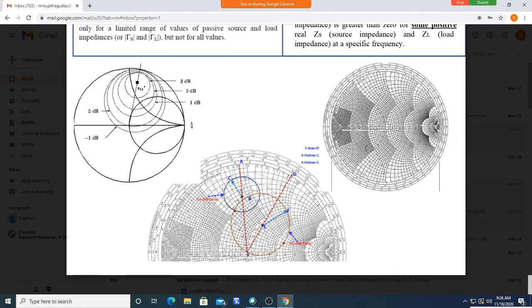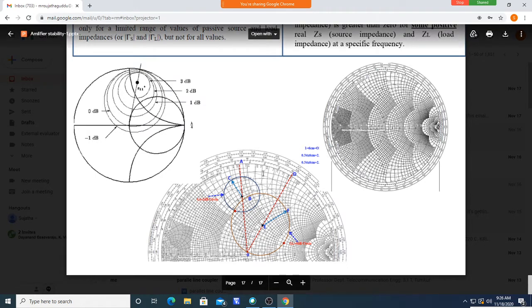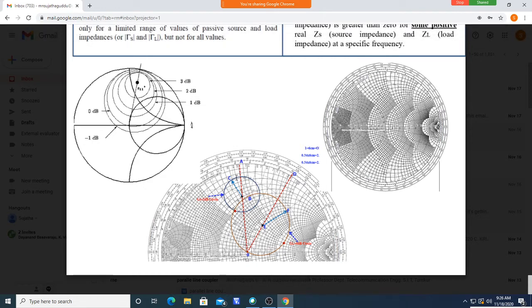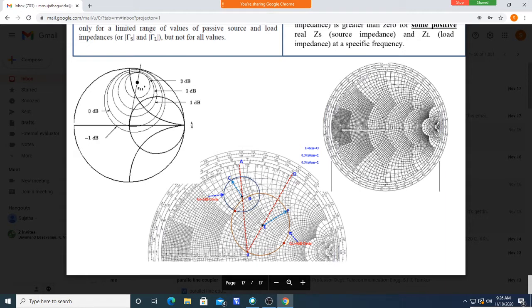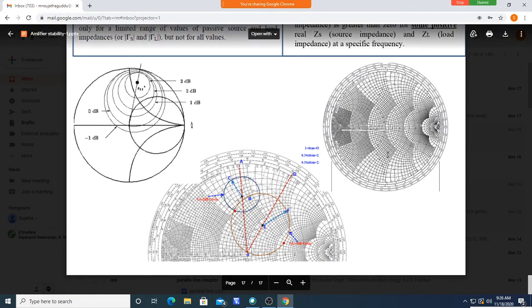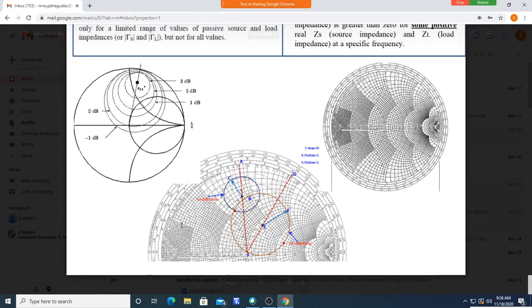But again, we want a 2 dB gain only. Then what do we have to do? You cannot use any value. You should use only the values over the circle. If you want 2 dB, you should only use values over this. It will give a stable operation. You can use any value over here, or here also you can use. But what we wanted was only 2 dB gain.